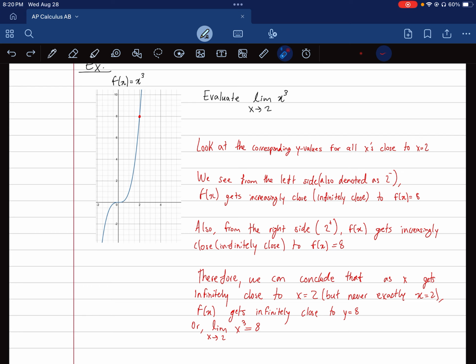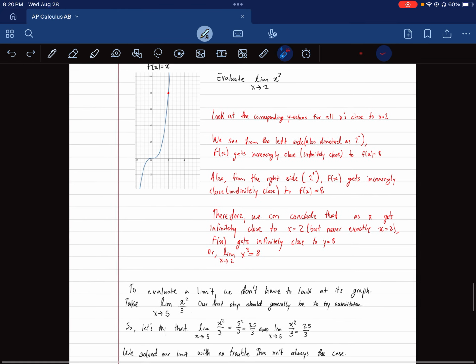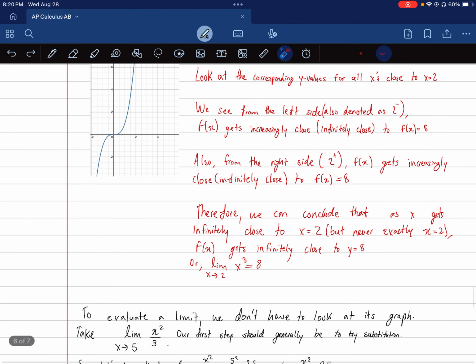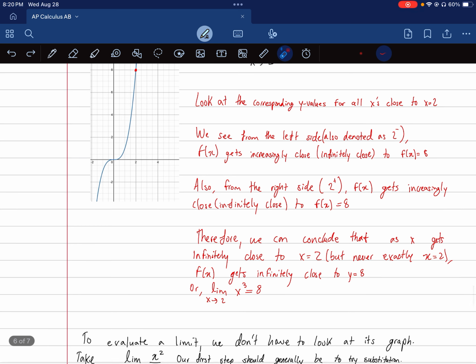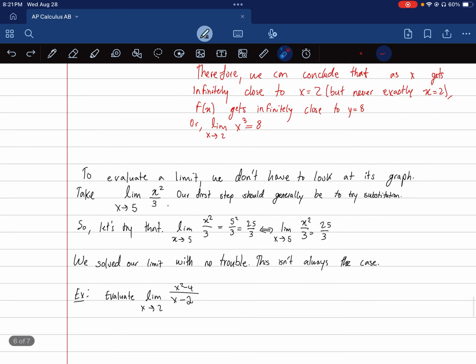Therefore, we can conclude that as x gets infinitely close to x equals 2, but remember, very crucial part of the limit, never exactly x equals 2. We don't evaluate x equals 2. f of x gets infinitely close to y equals 8. Or, in other words, writing in limit notation, the limit as x approaches 2 of x cubed is equal to 8.